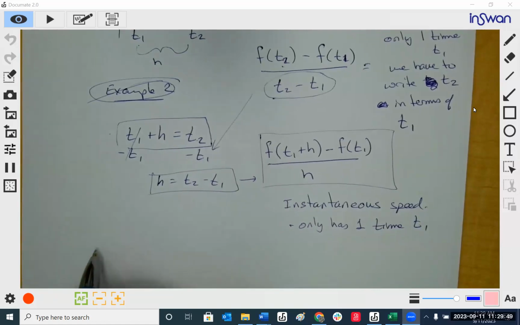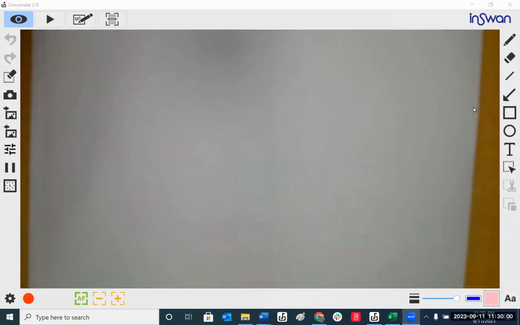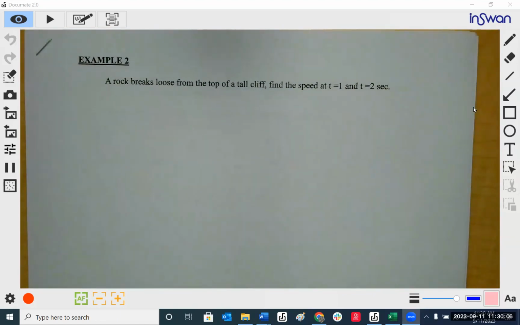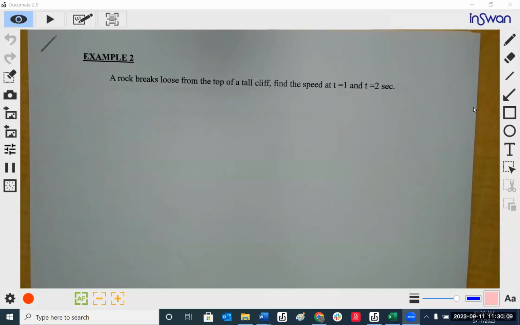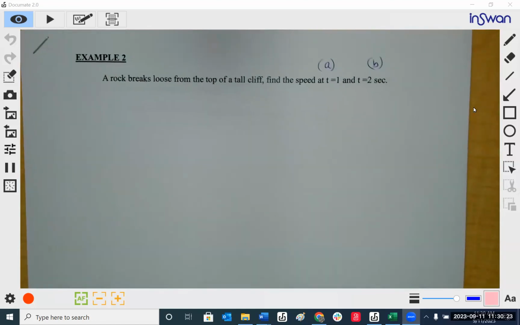So now let's look at example 2. Ready for example 2? Here's example 2. A rock breaks loose from the top of a tall cliff. Find the speed at T1 and at T2. Two separate questions. This is A and this is B. So how do we go about doing this?